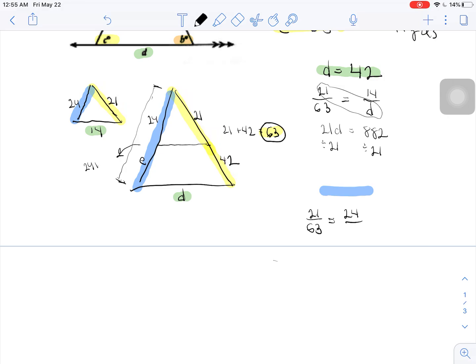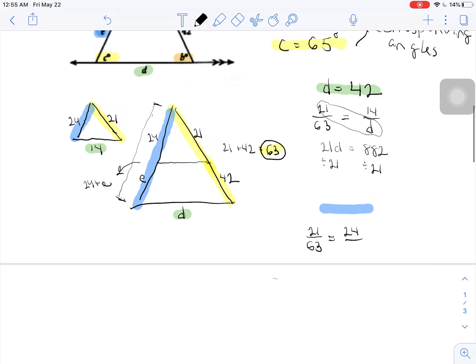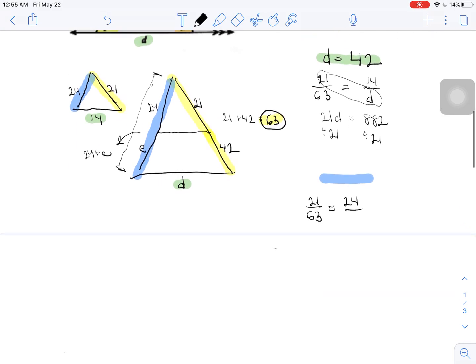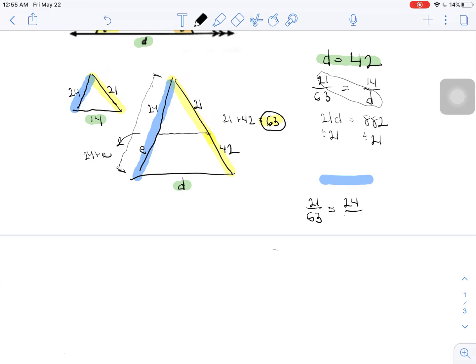So this whole thing is going to be both parts together. It's not just going to be E. E is not the whole side length. So we have to make sure we're comparing it to the entire side length. So 24 over 24 plus E.